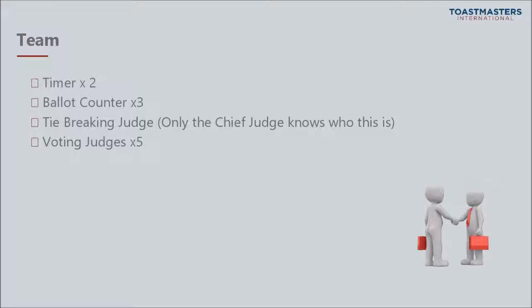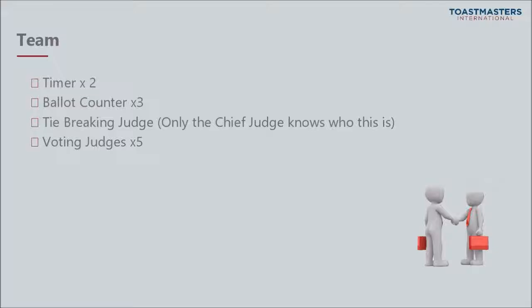The tie-breaking judge is also something that is unique and perhaps sometimes misunderstood. The tie-breaking judge, to be really clear, is somebody that only the chief judge knows their identity. So they don't attend the briefing. The contest chair doesn't need to know who they are. Nobody needs to know who they are. If you, as chief judge, know the identity, which hopefully you do, you give them the form. You can brief them in private, let them know what they need to do.